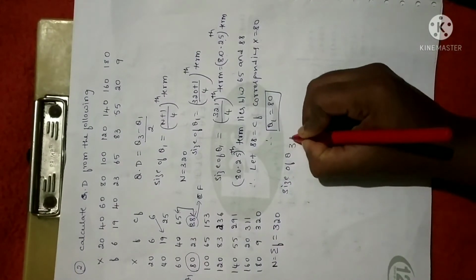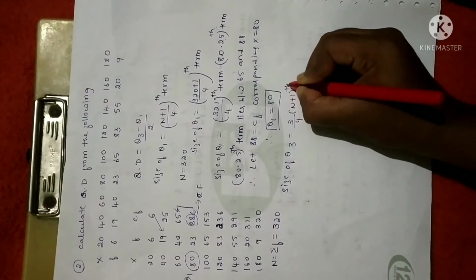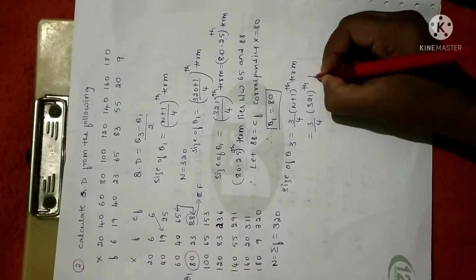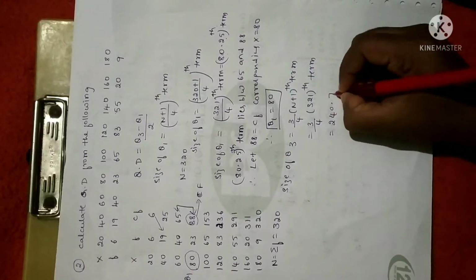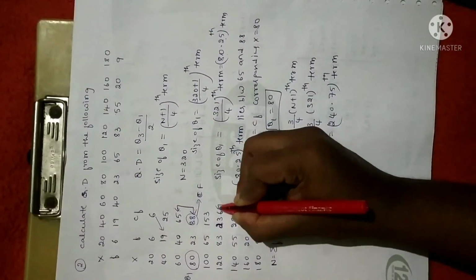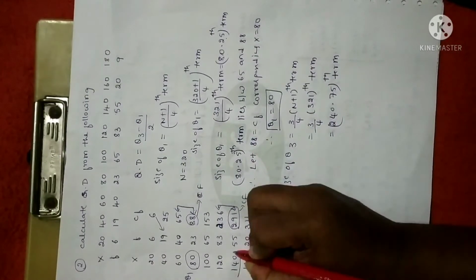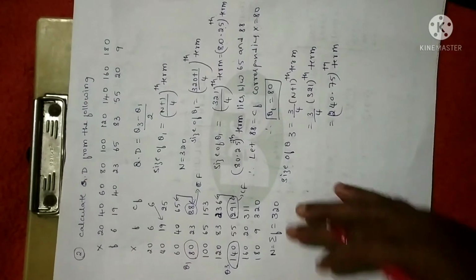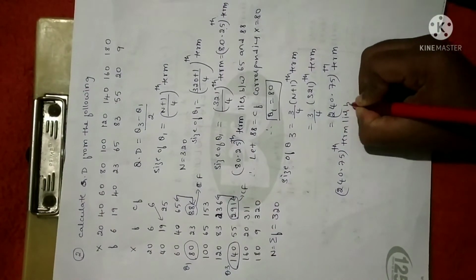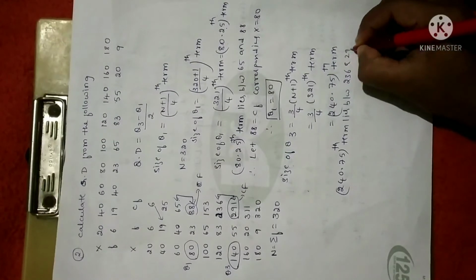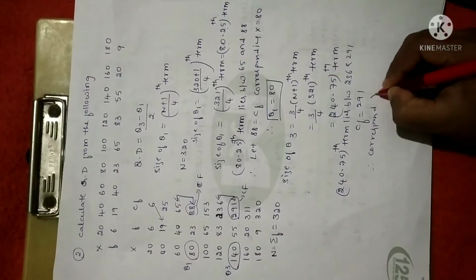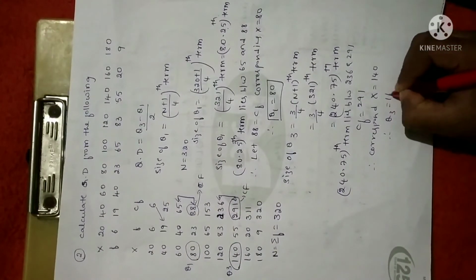Size of Q3 formula is given by 3 by 4 times the n plus 1th term, right? So 3 by 4 into n plus 1, that is 320 plus 1 is 321, right? So when you divide, you will get the 240.75th term. So 240.75 clearly lies between 236 and 291, among which the highest value is CF. So the corresponding X value will be Q3. Fine. So I'll just write one statement here. The 240.75th term lies between 236 and 291. So CF is 291. Therefore the corresponding X value is 140. Therefore I can write Q3 is equal to 140.